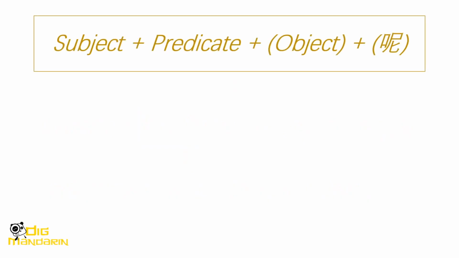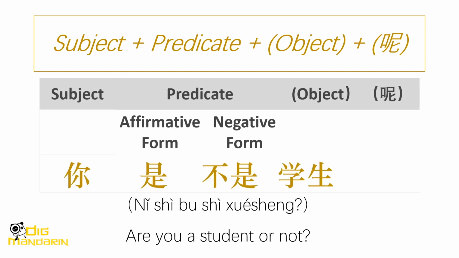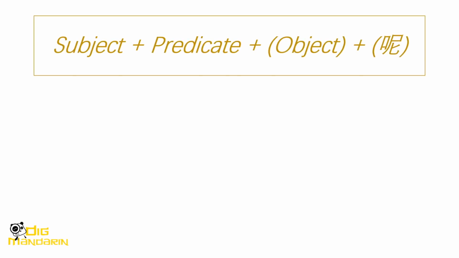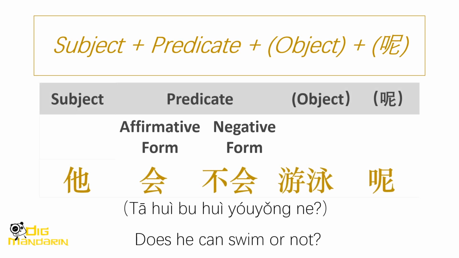Okay, let's look at some examples to help you understand better. Example 1. 你是不是学生? Are you a student or not? Example 2. 他会不会游泳呢? Does he can swim or not?